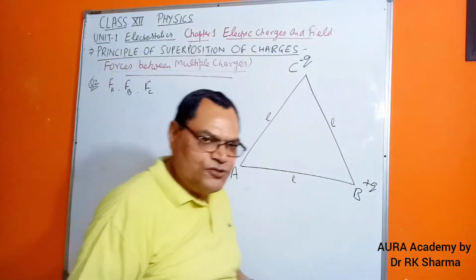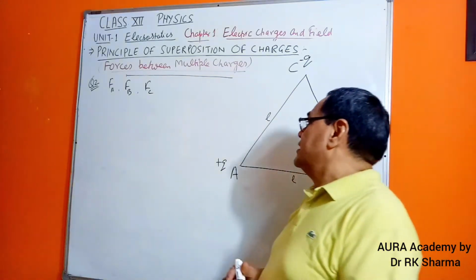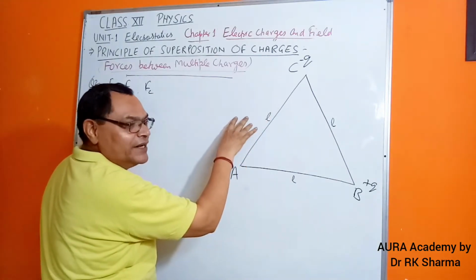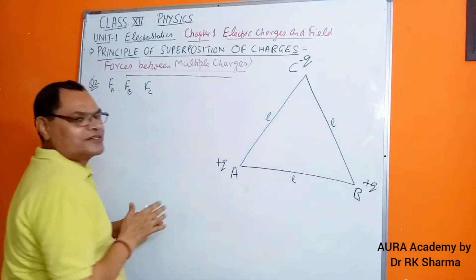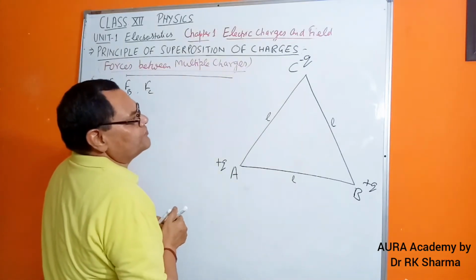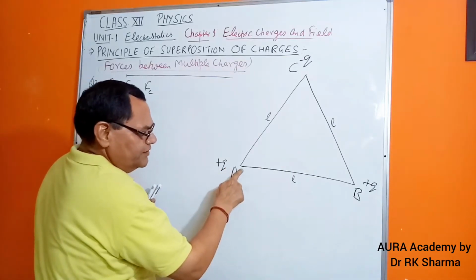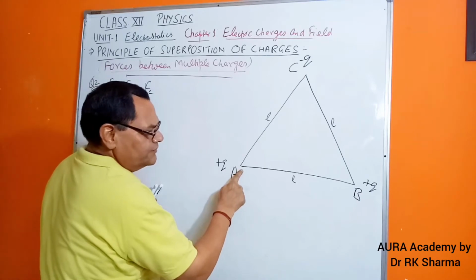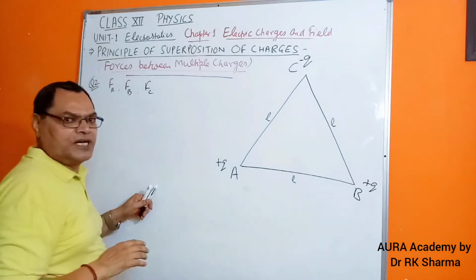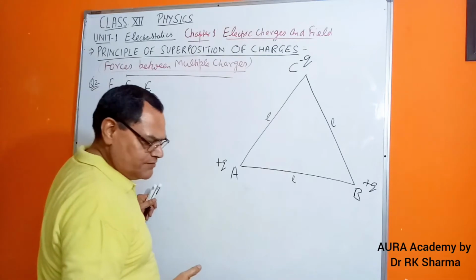So you may ask, sir, why are we doing this? But see, because these charges are not independent. There is a system of this. Got it? So, how to proceed? Suppose we have to find out the force at A. So the force at A, when we have to find out, will have the force due to this plus q charge as well as some force due to this minus q charge. So please, once again I am repeating because it is a very important concept.